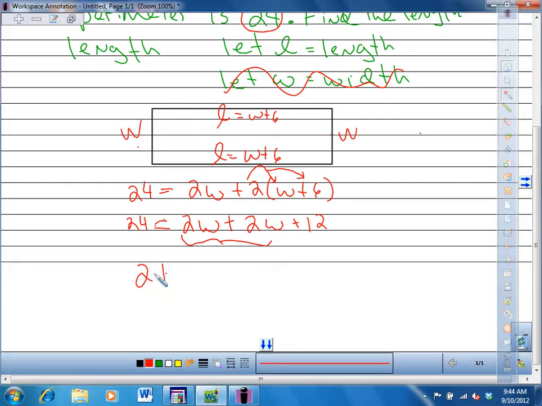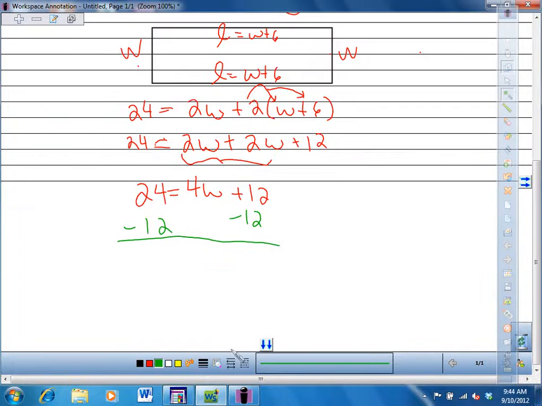I have 24. What's 2W and 2W, Blake? What's 2W and 2W? 4W, okay? Plus 12. Now what do I do to both sides? What do I do to both sides? Britt? Subtract 12 from both sides. We're going to subtract 12 from here. And if I subtract 12 from there, I subtract 12 from there. Okay? And then I draw my little line. Now I have 12 equals 4W because this goes away. Now what?